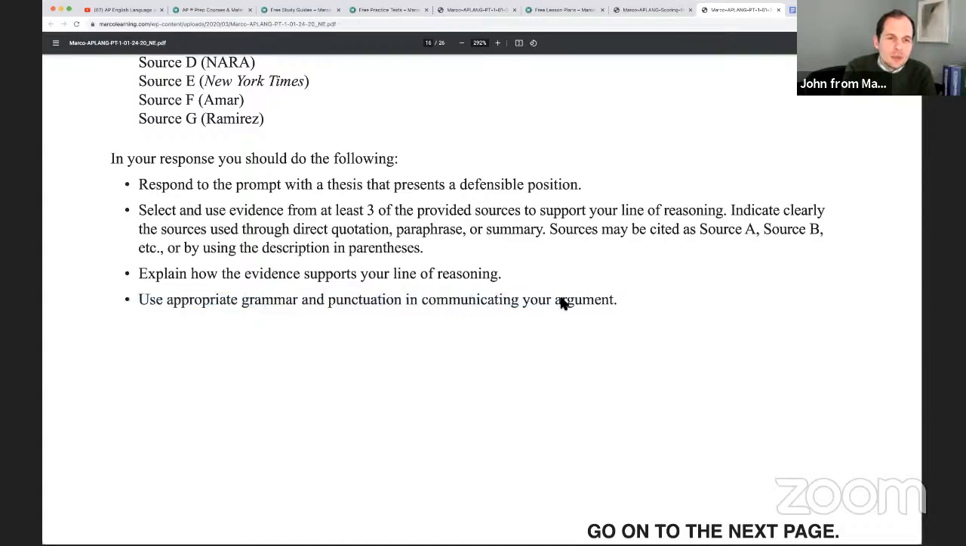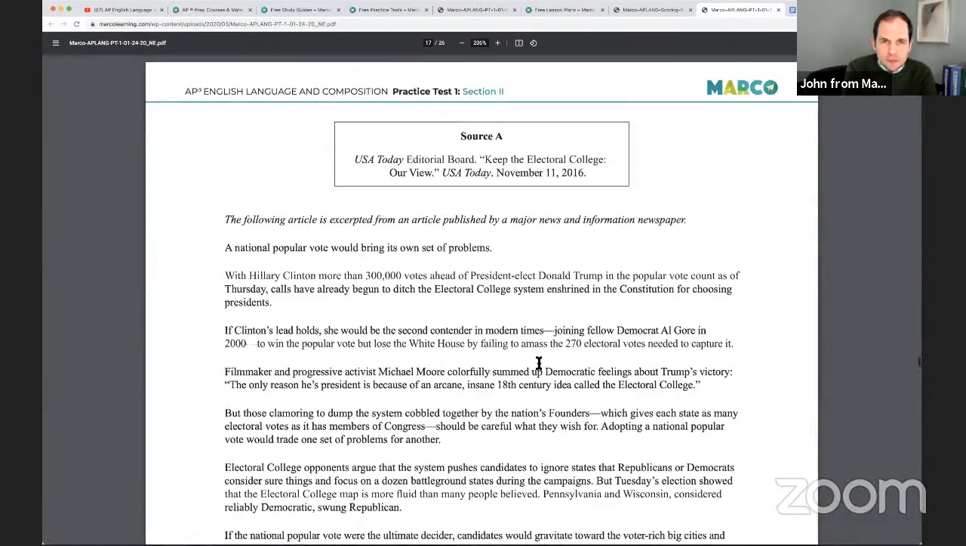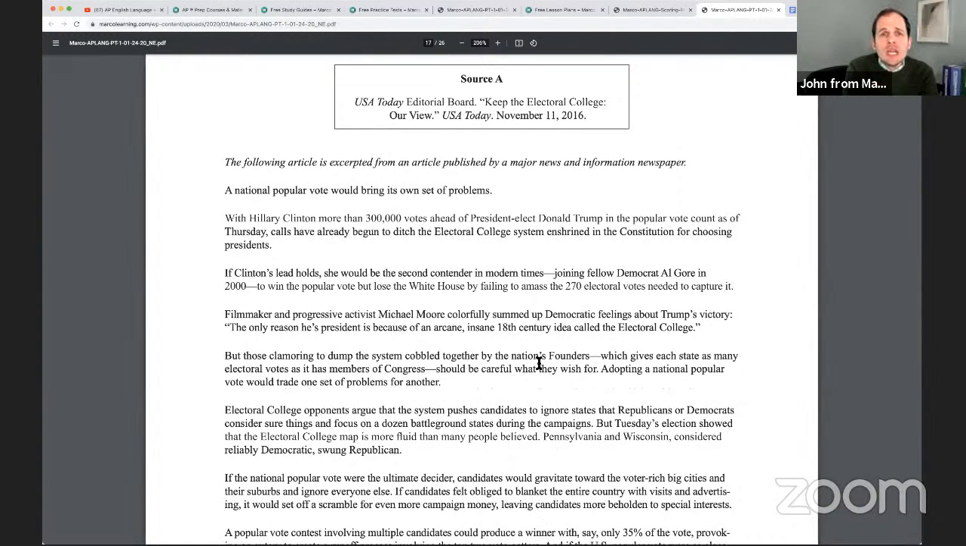And then they remind you to use appropriate grammar and punctuation. Let's take a look at these sources. As I'm reading the sources, I want to make sure I'm paying very close attention to this information. This is the USA Today editorial board. Keep the electoral college, our view. So on November the 11th, 2016, USA Today says, you know what? Let's keep the electoral college.